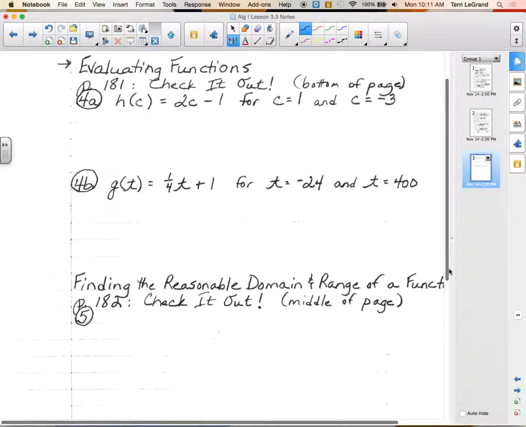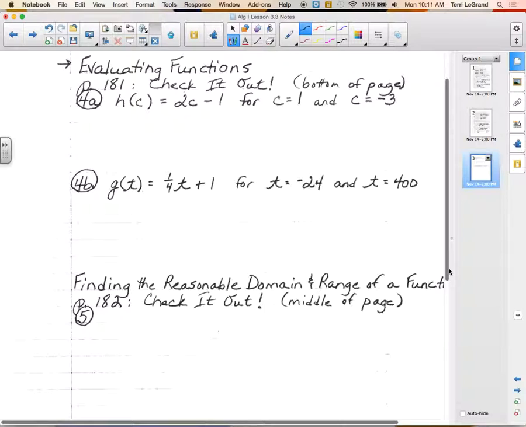Okay? So, we have h of c. Notice instead of being f of x this time, it's h of c. So that means the independent variable instead of being x this time is what? C. Instead of using x, they're using c for the independent variable. And our h of c is our y value, really, isn't it? Okay? So, h of c equals 2c minus 1. What's that 2c minus 1 called? The function rule. 2c minus 1 is the function rule this time.